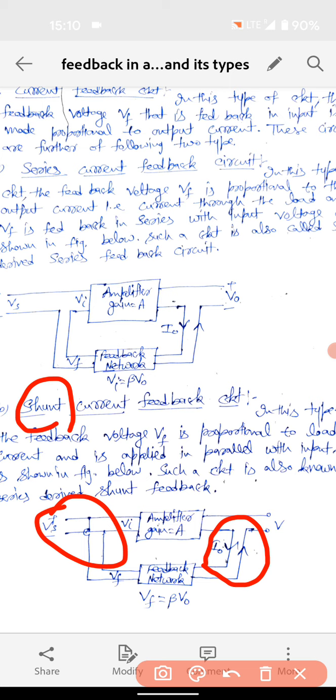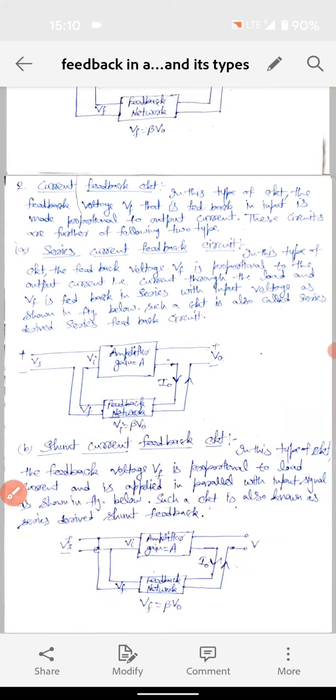So these are the four different configurations and their circuit diagrams, and these are very important diagrams. In our next lecture we will discuss all these four circuit diagrams, and we will calculate the advantages and disadvantages of these feedback circuits.